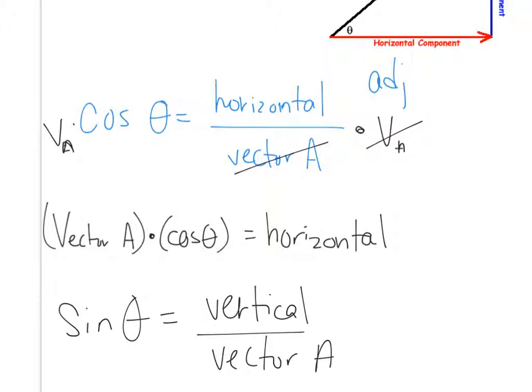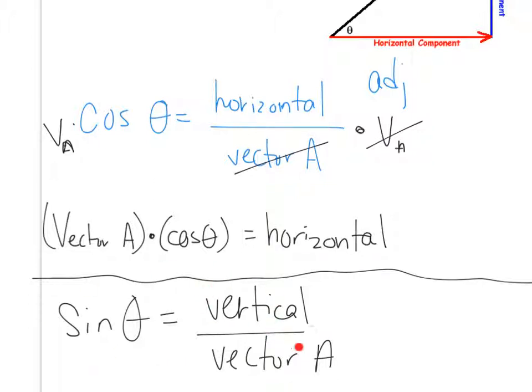And take a look at the similarities, folks. I'll put a line to show the difference that we're on the next part. But look at the similarities between this right here and this right here. It's really the same thing, but where you have horizontal, you have cosine. Where you have vertical, you have sine.